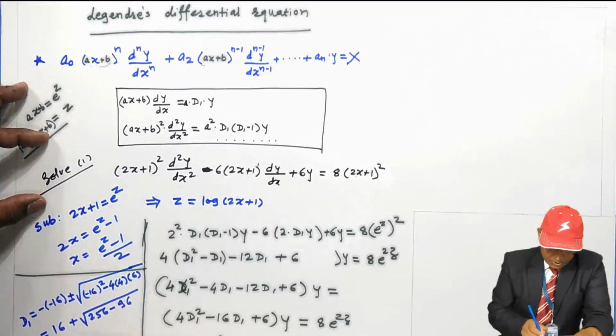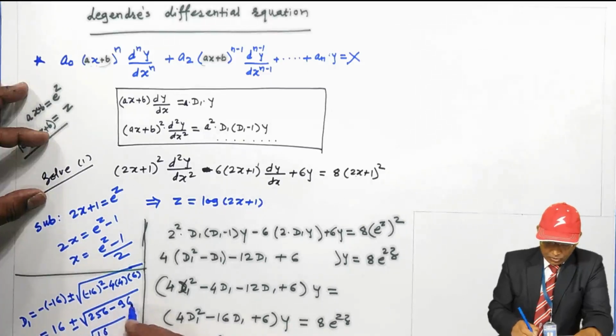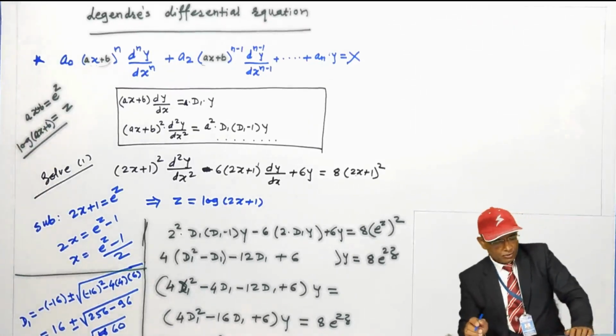So 16 plus minus under root of 256 minus 96, which is 160. So 16 plus minus under root 160 is the value of D1.